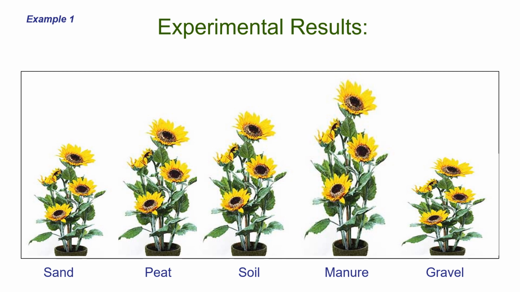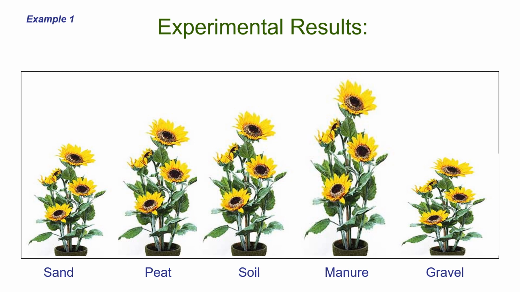We have one plant that was grown in soil plus sand, another that was grown in soil plus peat, another in soil plus manure, and another one in soil plus gravel. And after our 3 months, we can see that the plant that included manure in its substrate, in its soil, did a lot better. So that seems to support our hypothesis.